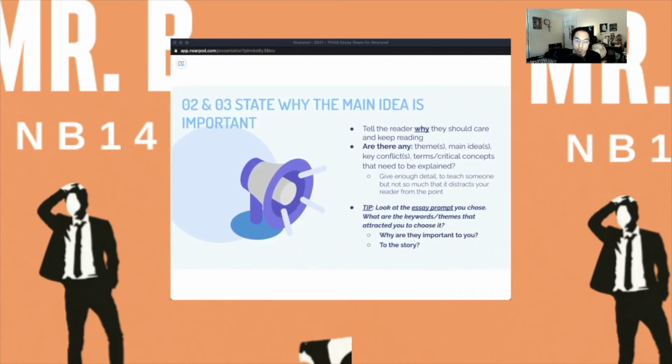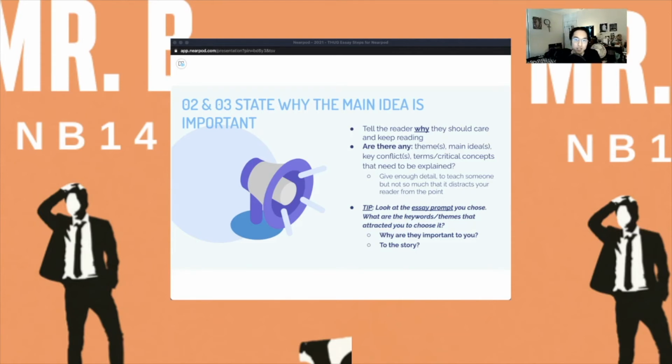All right, number 2 and 3, state why the main idea is important. This is where you're going to tell the reader why they should care and keep reading. Are there, again, any themes, main ideas, terms, critical concepts that need to be explained? So make sure you give enough detail, because you're low-key teaching your reader, but not so much that it distracts them from the point, right?